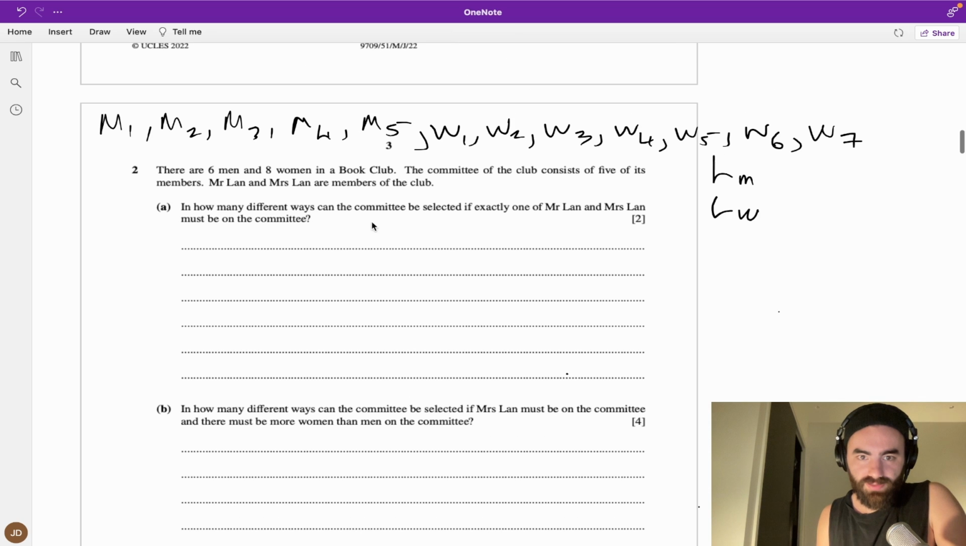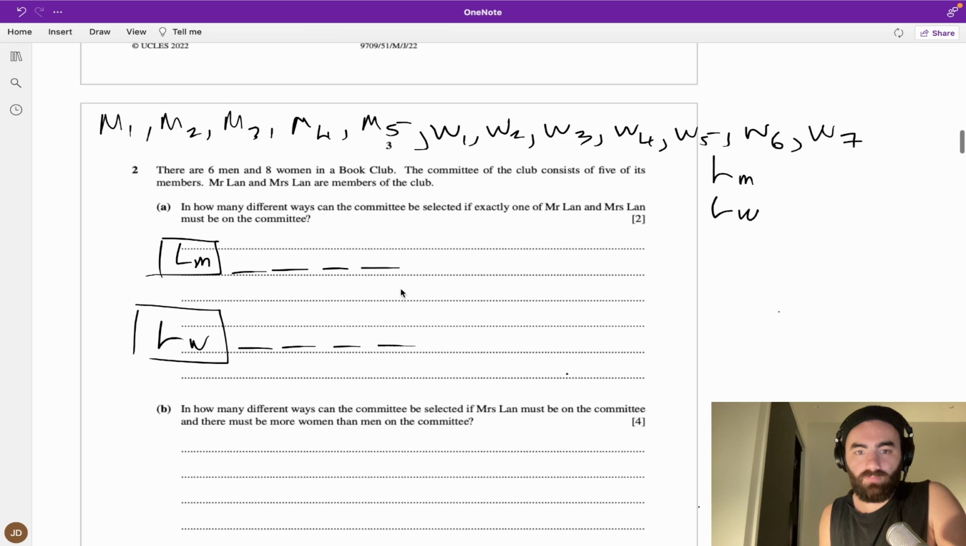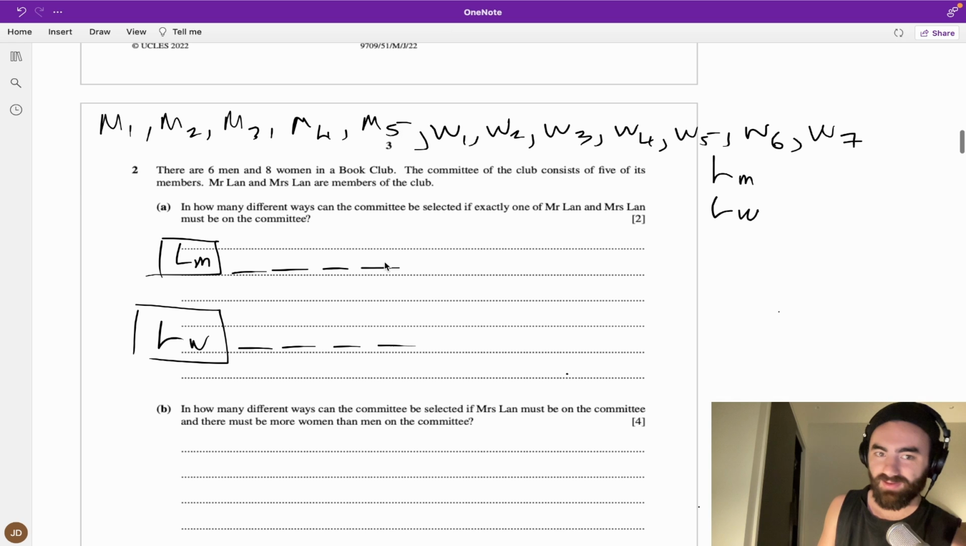In how many different ways can the committee be selected so that exactly one of Mr. Lan and Mrs. Lan must be on the committee? Well, this can happen 2 ways. If Mr. Lan is on the committee, then we have 4 separate slots, so this is fixed. Or the case when Mrs. Lan is on the committee, which is also 4 slots. And so how many ways can this occur? Well, Mr. Lan's on that committee.